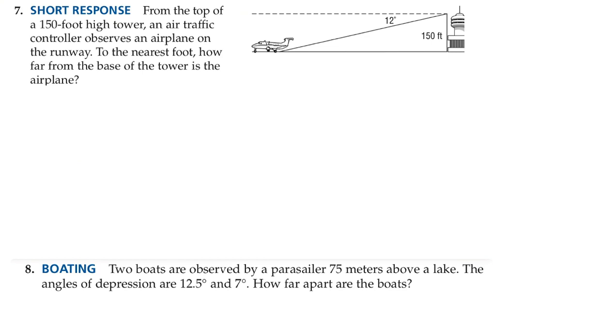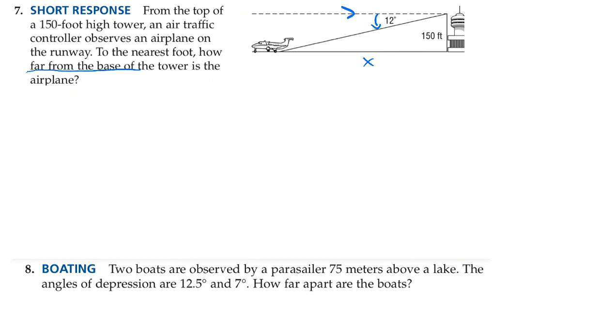use a calculator. All right, so from the top of this 150-foot tower, got that in the picture, an air traffic controller observes an airplane. Okay, he's on the runway. So it's just saying how far from the base of the tower. So in other words, what's this distance across if this angle of depression is 12 degrees?